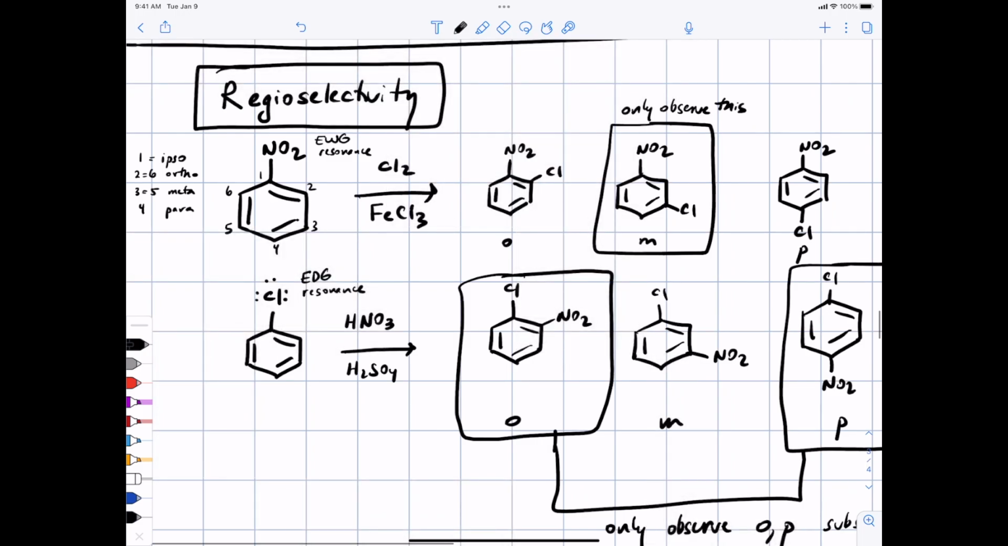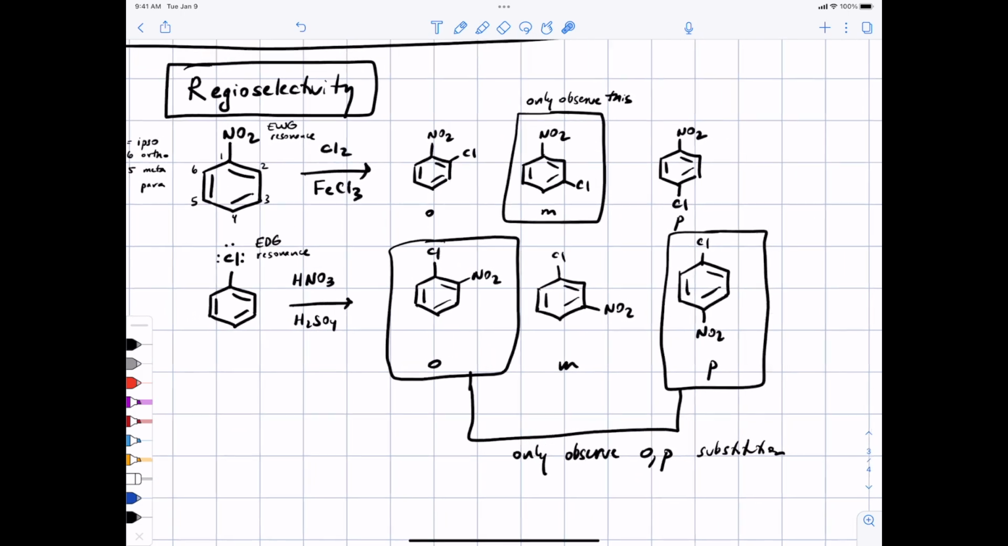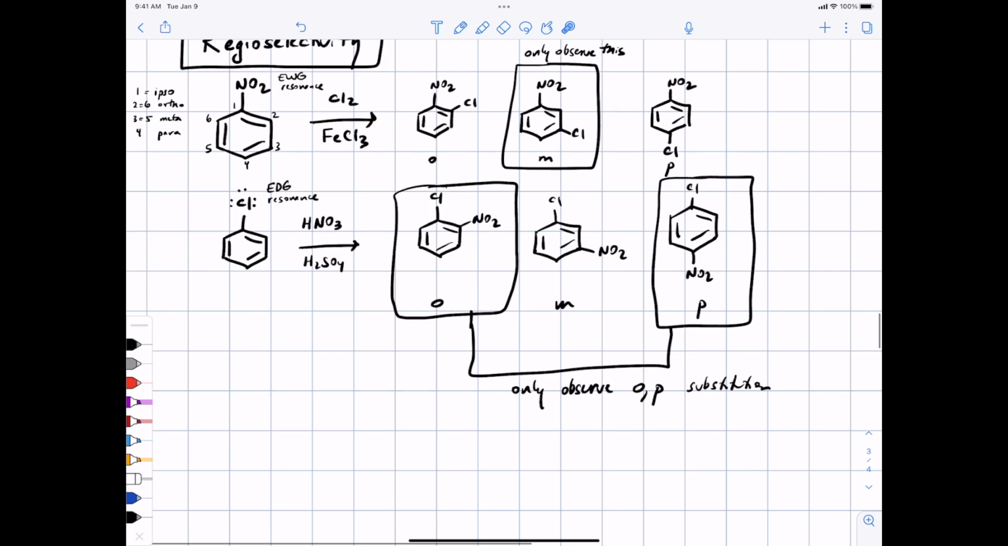And that influences regioselectivity. We will see that electron donating groups by resonance always prefer ortho and para substitution, and electron withdrawing groups by resonance always prefer meta substitution. And we're about to explain why. It has to do with that final exam question I keep telling you I'm going to ask you, which is which carbons have the positive charge? All right, so let's dig in and try to figure out what's going on here.